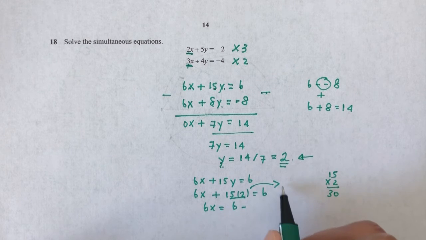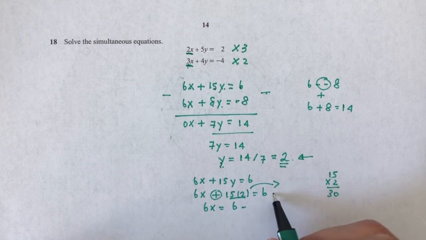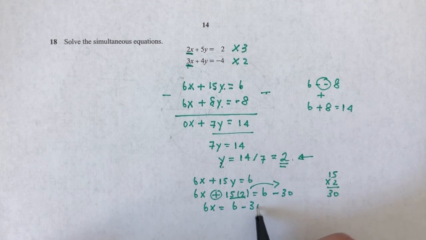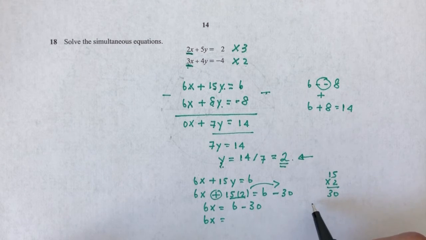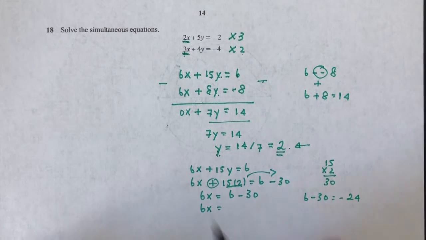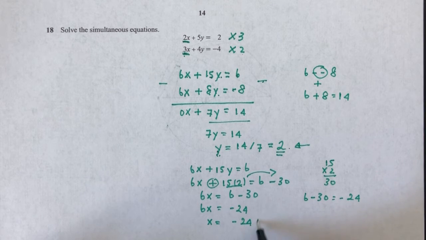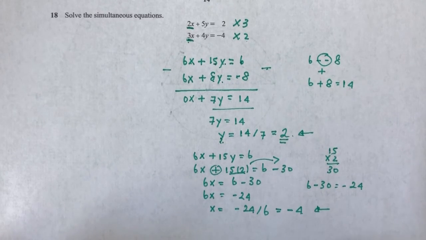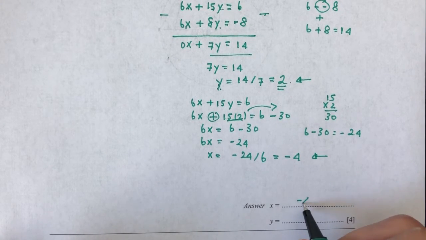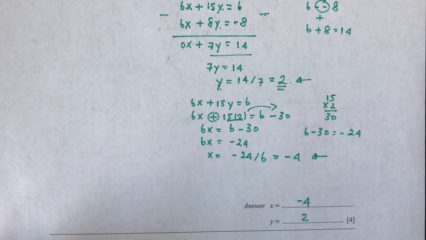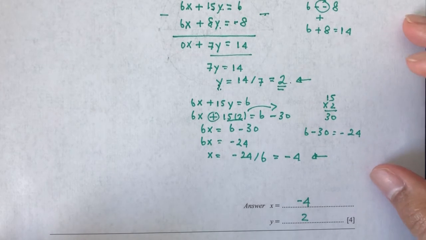If we send this to this side, it was plus here, so on this side it will be minus 30. So 6x equal to 6 minus 30, which is minus 24. So x equal to minus 24 divided by 6, which is equal to minus 4. So your answer will be x equal to minus 4 and y equal to 2. That was solved by using the elimination method. You can also solve this by substitution, but this time elimination was much easier.